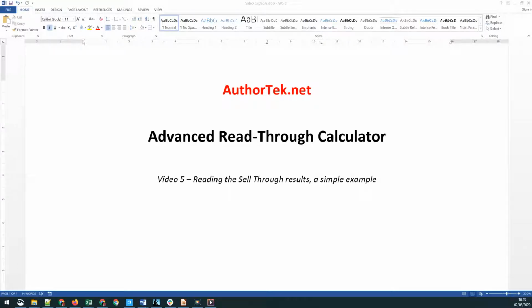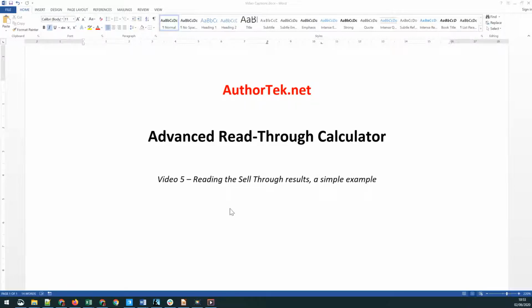Now we're on to the exciting part where we start to see the results of the calculations and get numbers that really mean something to us rather than ones we're plugging in. I'm going to break this across two different training videos. The first one is just going to look at sell-through percentages. The second one will look at how that impacts on the actual royalties you get.